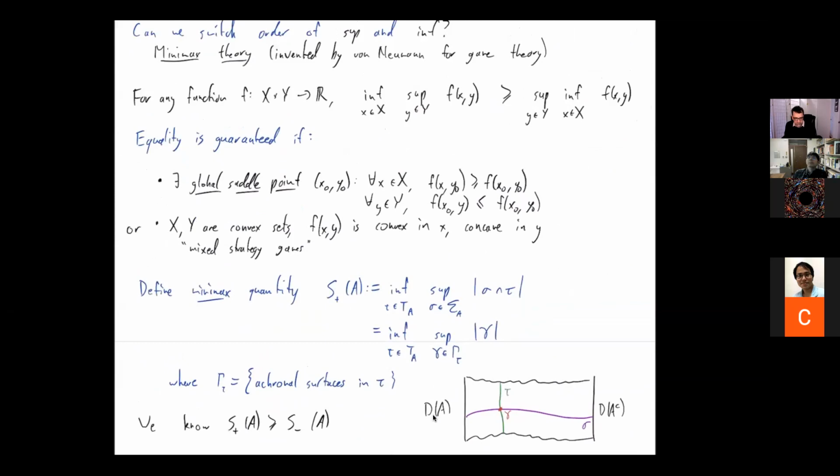S plus is defined again as the area of the intersection where you first maximize over the choice of slice, and then minimize over the choice of timesheet, which I can now rewrite in a way that's more analogous to the original maximin, where for each timesheet I maximize the area of an achronal surface inside that given timesheet. So gamma sub tau is the set of all achronal surfaces inside of a given timesheet, and then I'm maximizing the area of the achronal surface.